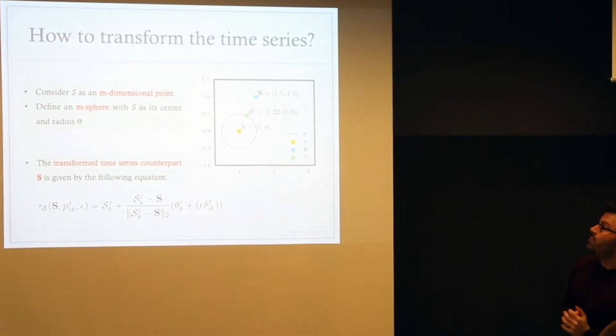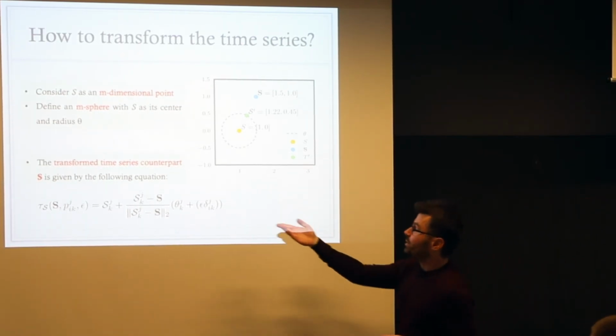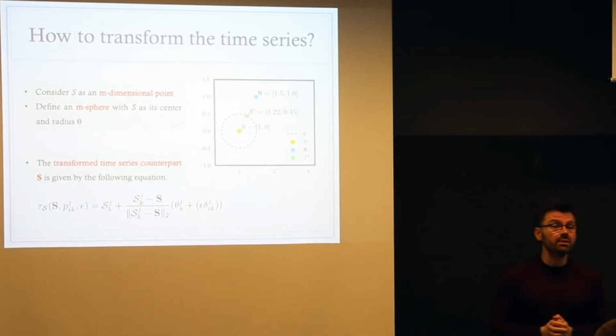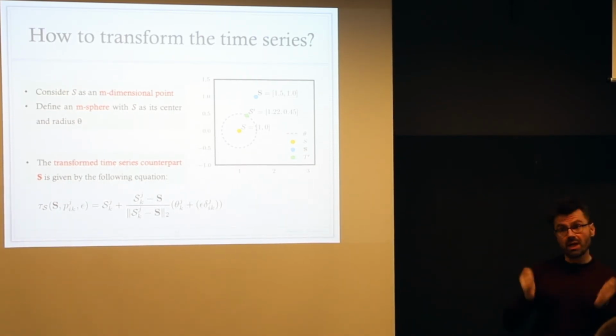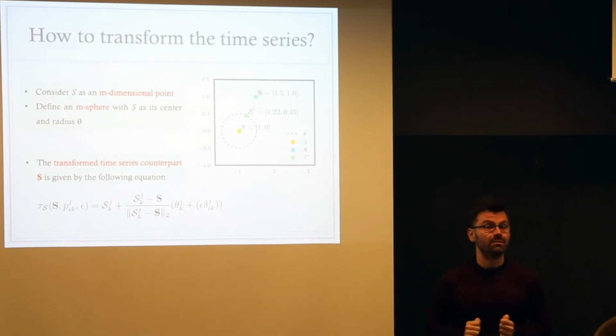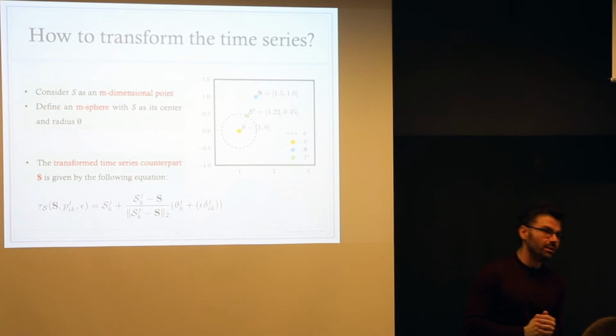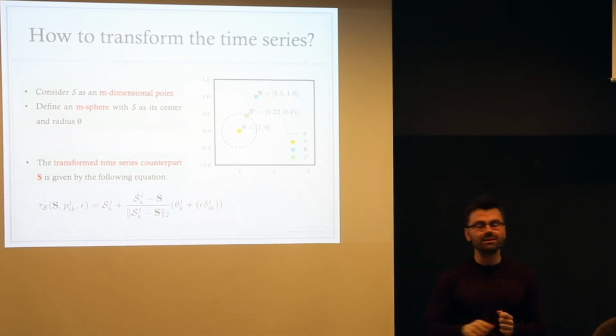If you do some simple linear algebra, you can find the coordinates of this shapelet. If you assume that each shapelet is an m-dimensional point in the m-dimensional space, and your distance function is the Euclidean distance, you can uniquely define this.